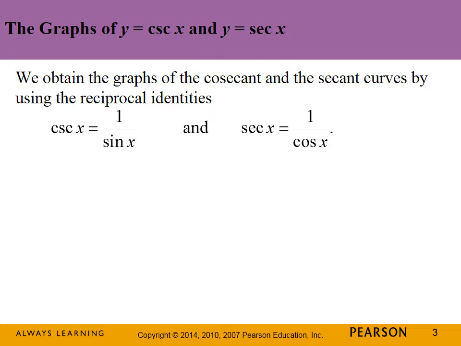Graphs of cosecant and secant functions are always based on their reciprocal functions. Cosecant is the reciprocal of sine, and secant is the reciprocal of cosine. So when you're asked to graph a cosecant function, we're actually going to graph the corresponding sine function, and then we're going to do the same thing for secant. We'll graph the corresponding cosine function.